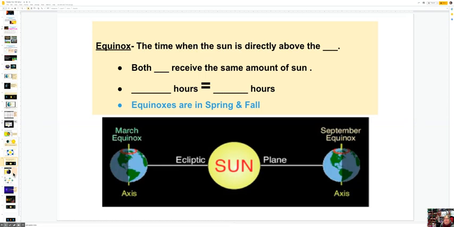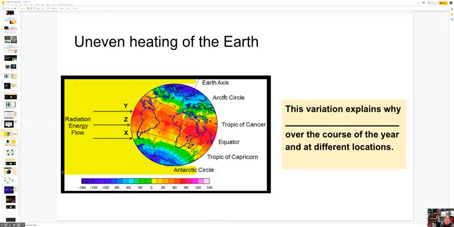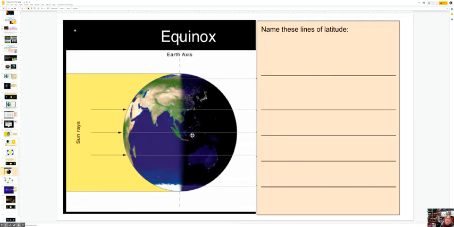All right. Very good. Now, kids, this last slide for today, name the lines of latitude. There are 5 lines. Kids, remember I told you that if you go back to this slide, right here are the lines of latitude. So kids, you just need to write them in or type them in to this slide.